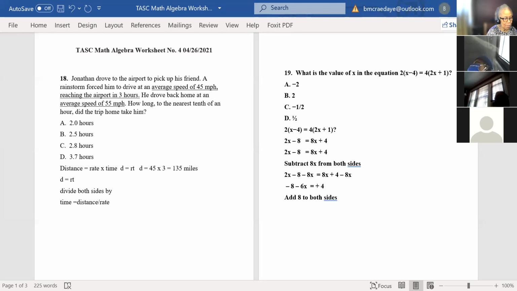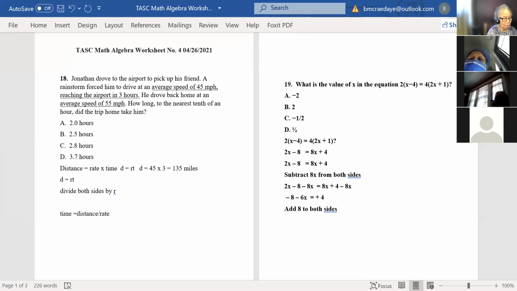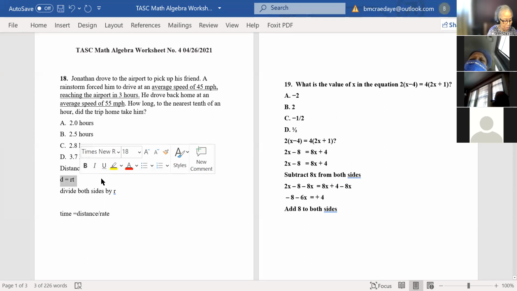Let me see. What do I divide here? I want to solve for T. Divide both sides by R, right? Okay, because R times T divided by R would just give me T. Yes. Okay, so let's just take the D equals RT.